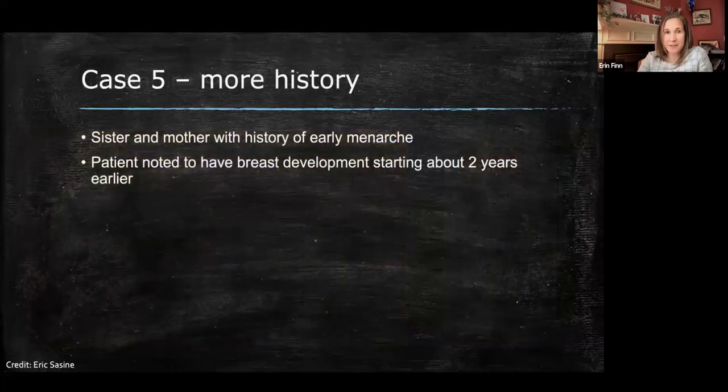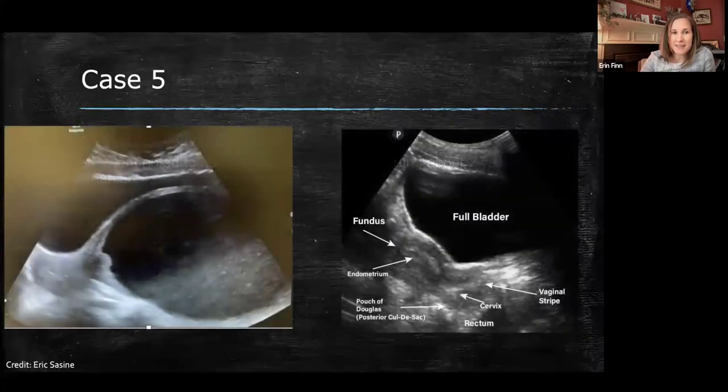All right. But her sister and mother had early menarche, and then she was noted to have some breast development starting a few years ago. So those are great questions. And whoever said imperforate hymen, that is actually the diagnosis. So just to walk it through a little bit, because if you look at it initially, it's a little bit like what's going on. So you try to look at what you recognize that's normal.